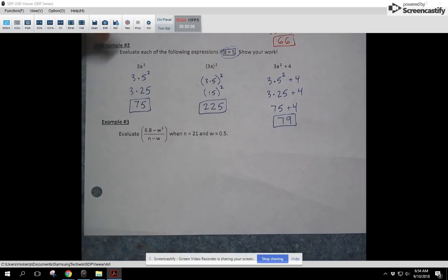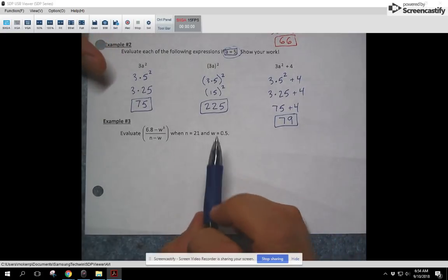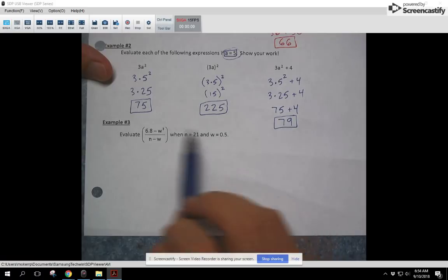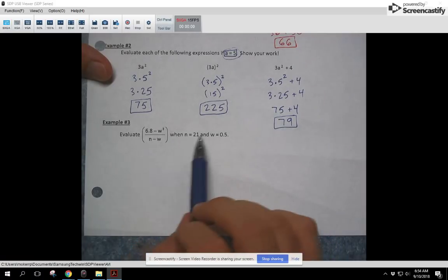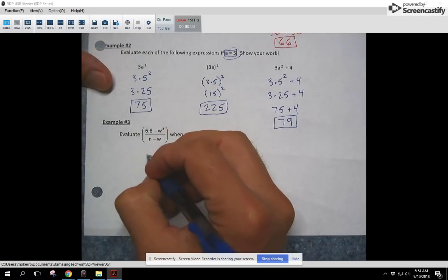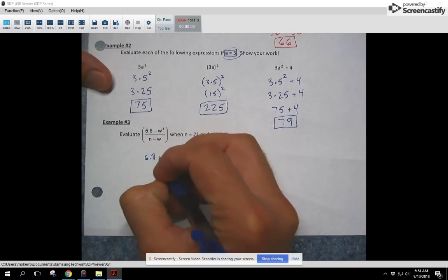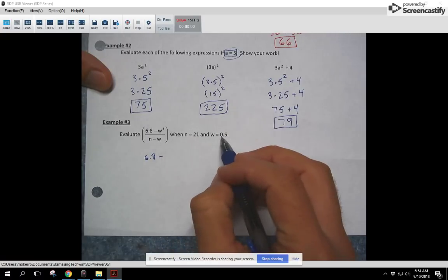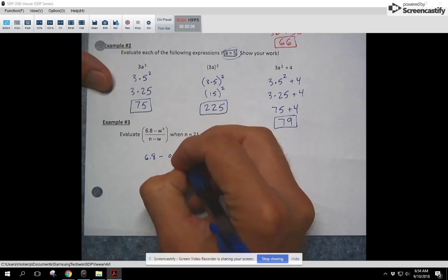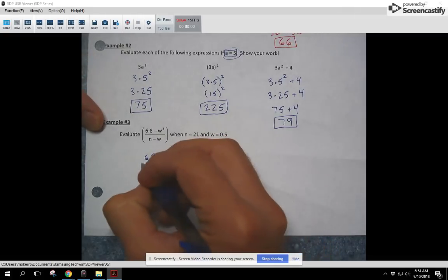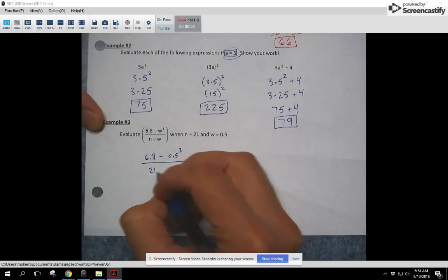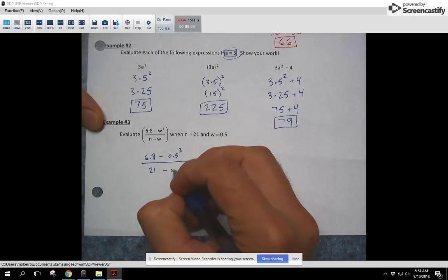All right, so we're going to evaluate this. So simplify it down to just one number. They tell you n is 21 and w is 0.5. So we're going to replace the variables with the numbers and simplify. So starting with the top of this, it's 6.8 minus w to the third. So w is 0.5, so 0.5 to the third power. On the bottom, n minus w, n's 21, minus w, 0.5.